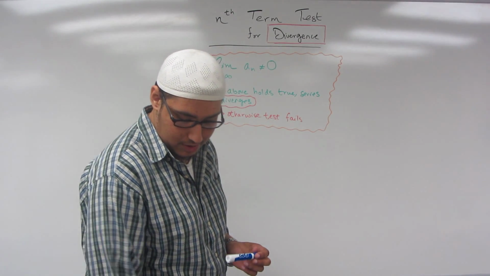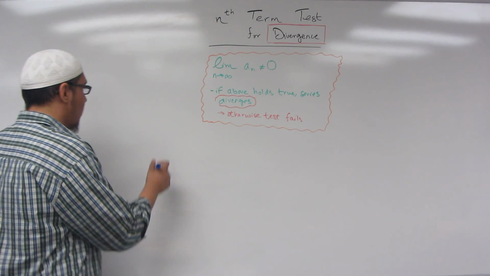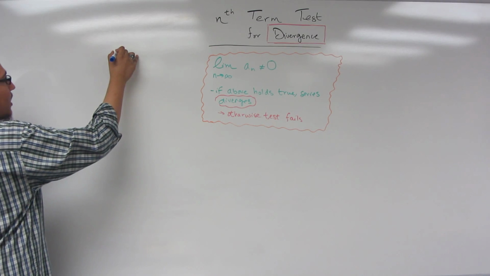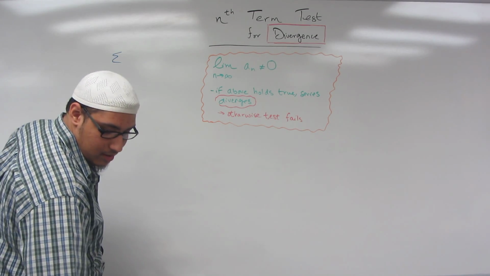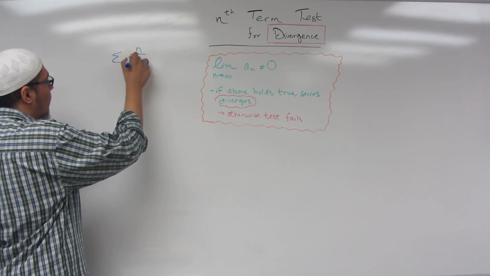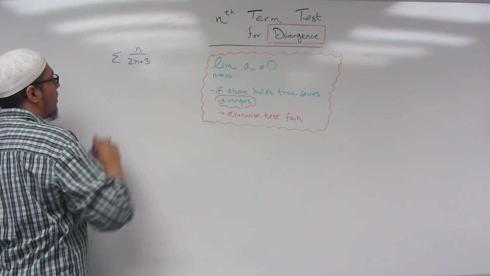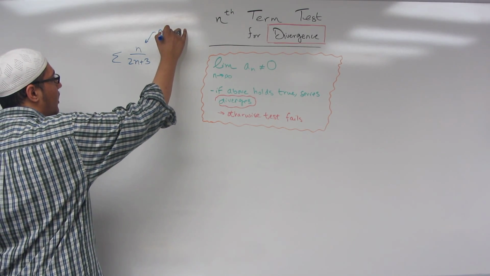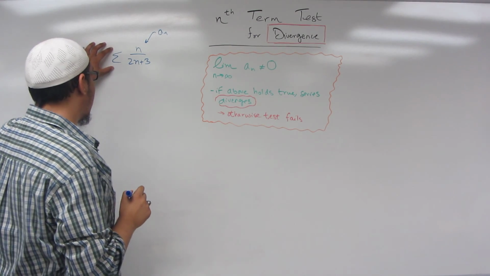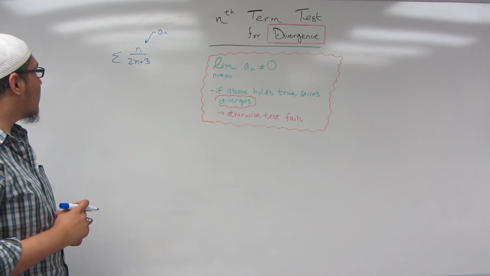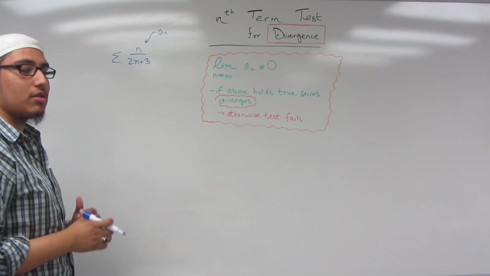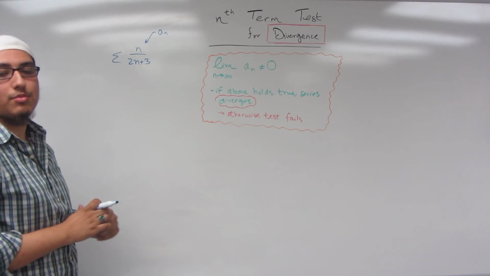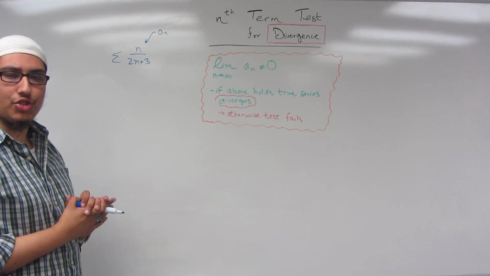Let's see. If, for example, we have the summation of n over 2n plus 3. Now, what is our a sub n term? Well, this is our a sub n term. Now, notice that I am not putting the limits, and the reason for that is because we're already assuming that this is an infinite series. Additionally, for these problems, it doesn't matter too much.